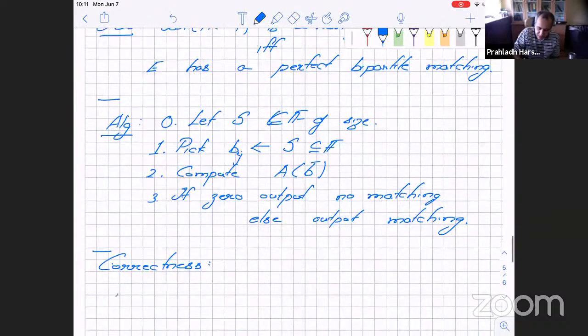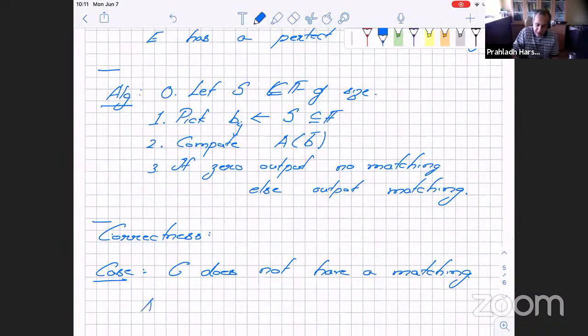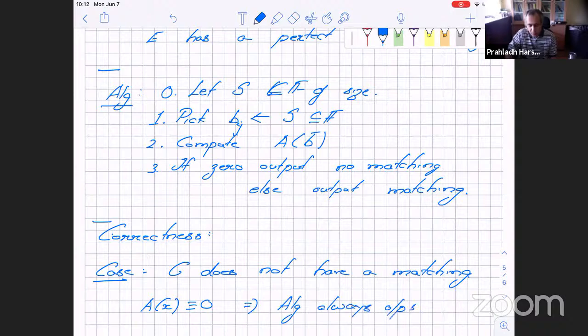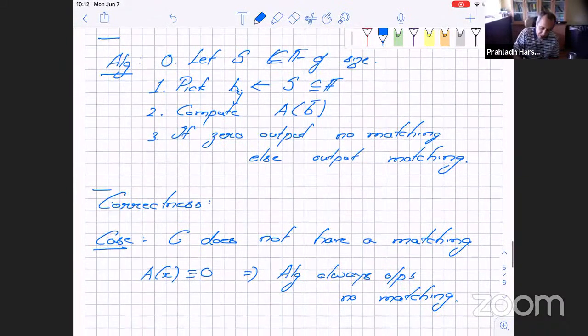Let's look at the case where G does not have a matching. Then certainly det A(X) is identically equal to 0. As a polynomial, it's identically the zero polynomial. Therefore, you will always output no matching, because no matter which B you pick, the determinant will always be 0.